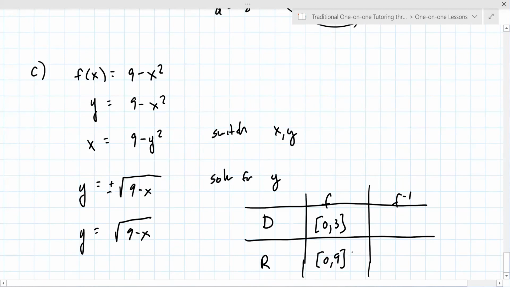And if you can figure that out, that's where it's like, oh, now I know my inverse domain, and now I know my inverse range.